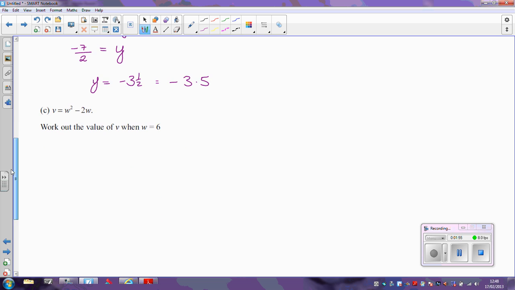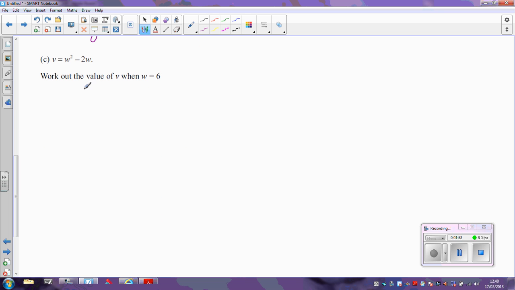Last bit here, we're substituting into a formula, and the question says find the value of v when w is 6. I know that v is the same as w squared minus 2w. So continuing with the working, I'm going to replace w with 6. So I need to do 6 squared minus 2 times 6, which is 36 take away 12, and 36 take away 12 is 24.